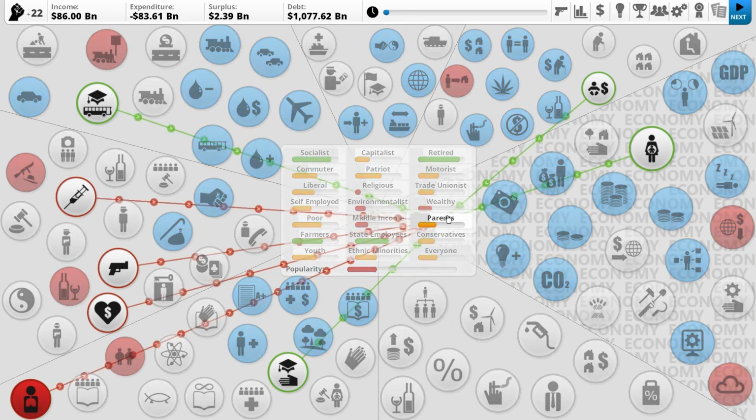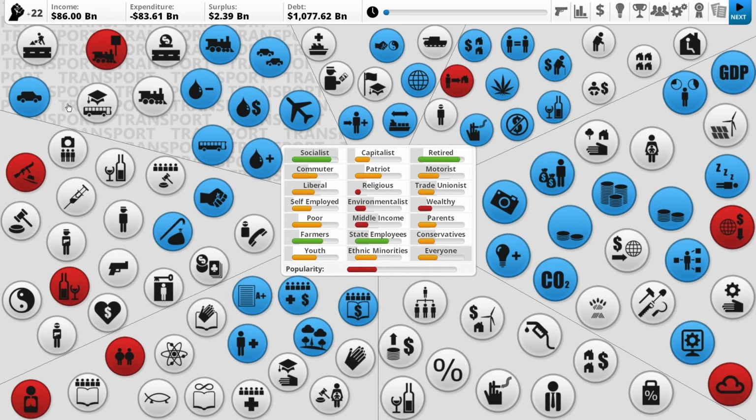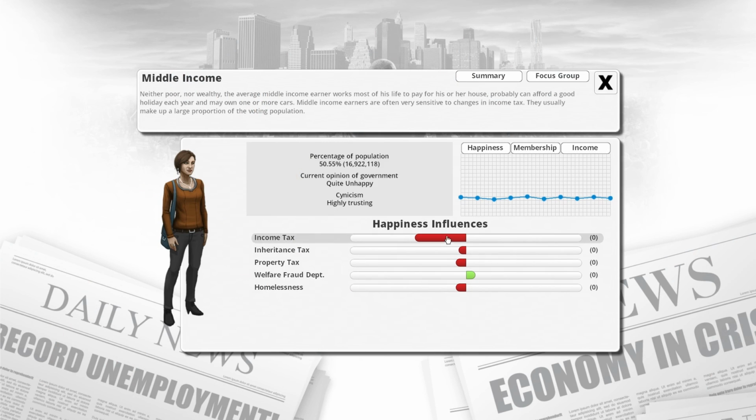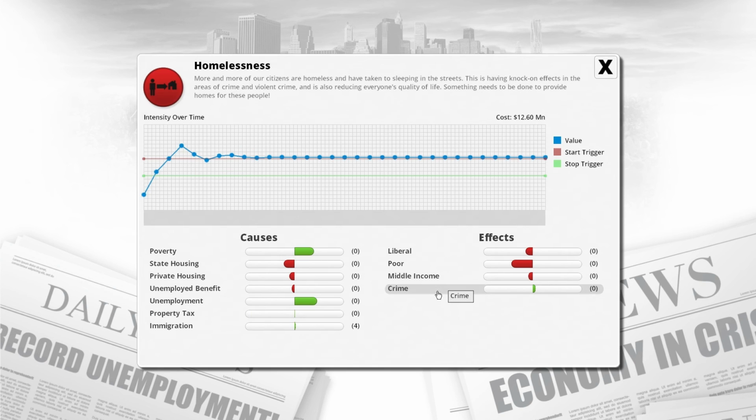Let's see. Before I end my turn, I still have 22 political capital. I want to take a look at these groups. As you can see, not everyone likes me at the moment, so I'm going to go for the middle income people right now. Here's where it shows what affects them. Now, income tax. They don't like the income tax so high. Right now, there's nothing I can do about that. Welfare fraud department, they do like. Homelessness, they don't like. But if I click on this, you can even get down deeper and see more information.